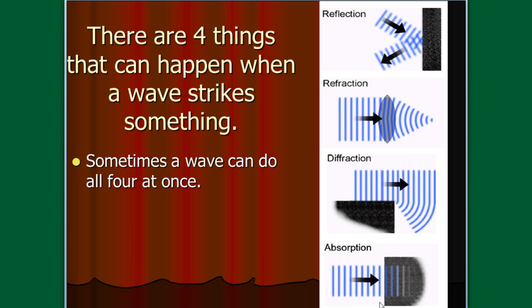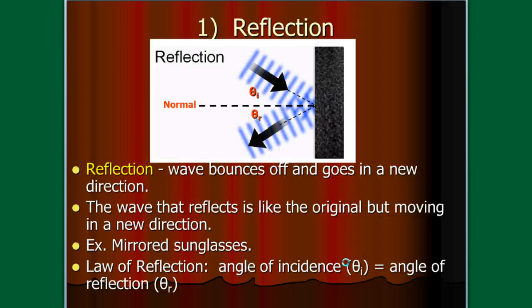Again, what happens at that barrier depends on what kind of wave we're talking about, it depends on the energy of the wave, and it depends mostly on the type of barrier that we're talking about, the shape, the material, all that stuff. So let's talk about each of these four in turn.